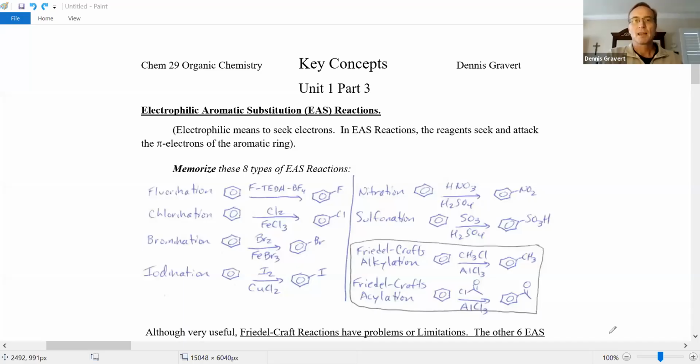Hello, everyone. It's time for a little bit more organic chemistry, specifically about Friedel-Crafts reactions. We're in Key Concepts, Unit 1, Part 3. Last video, we discussed these 8 reactions and then talked about their common mechanism.